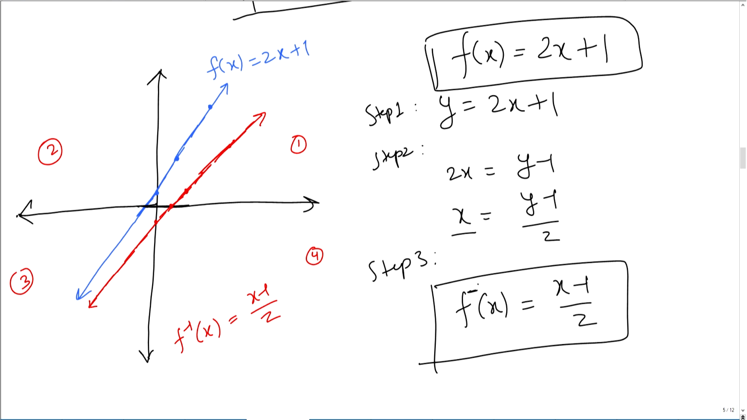Now it turns out that there is a very interesting relationship between the inverse function and the graph of the original function, which is this: if you draw a line called y equals x, basically a line with this equation. So if you put a mirror on this line y equals x, then the graph of the inverse function is a mirror image of the graph of the original function.